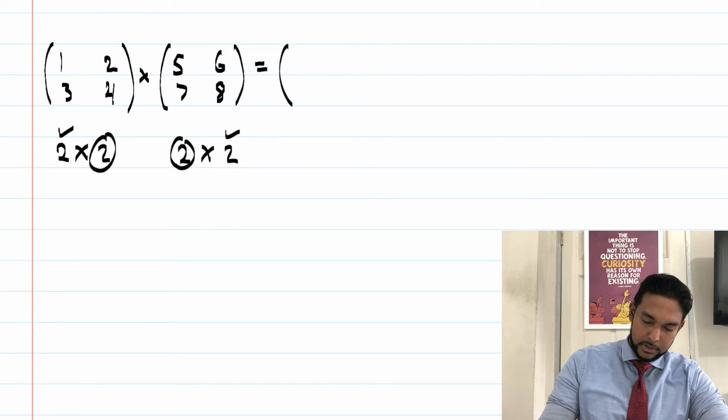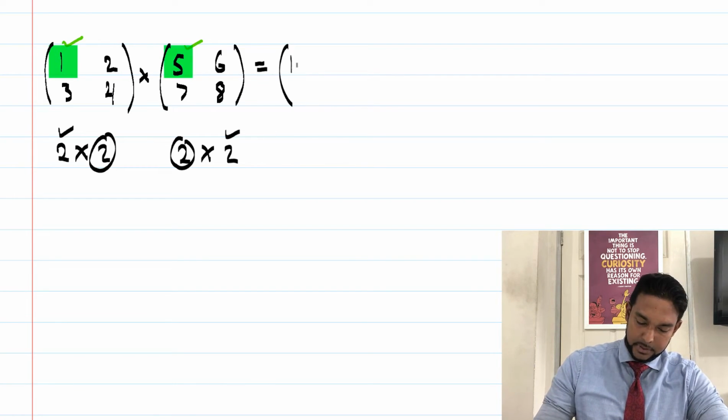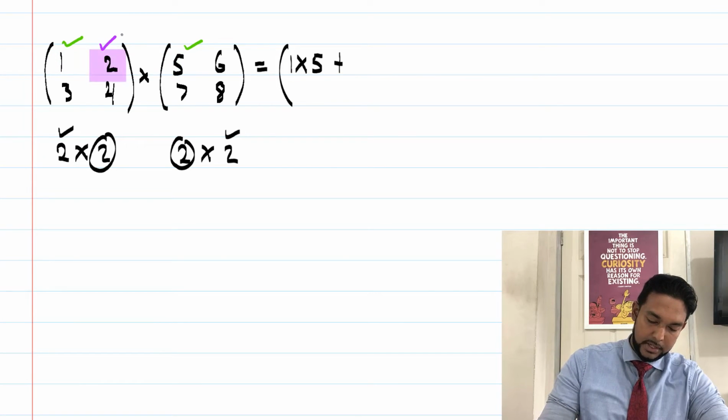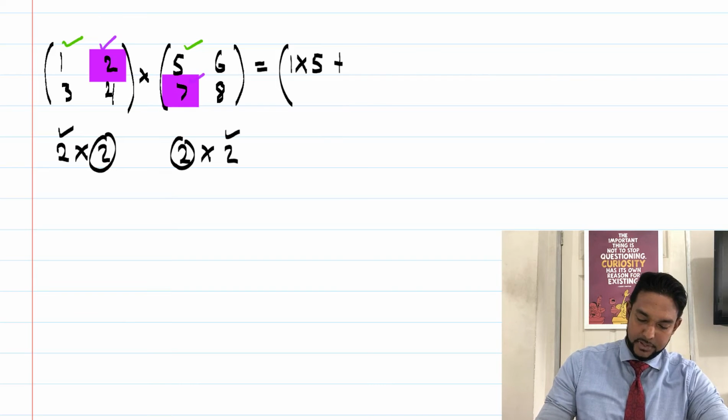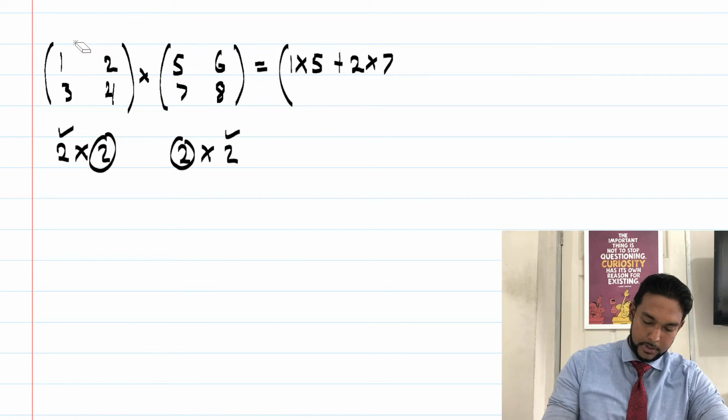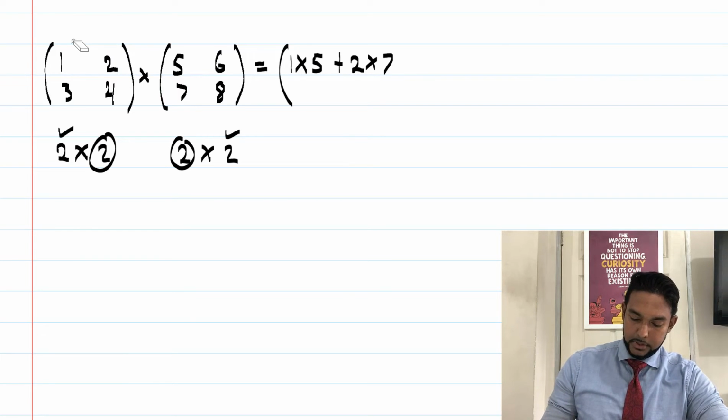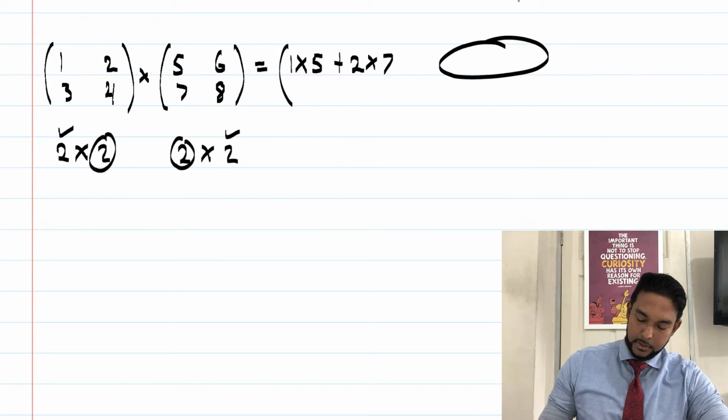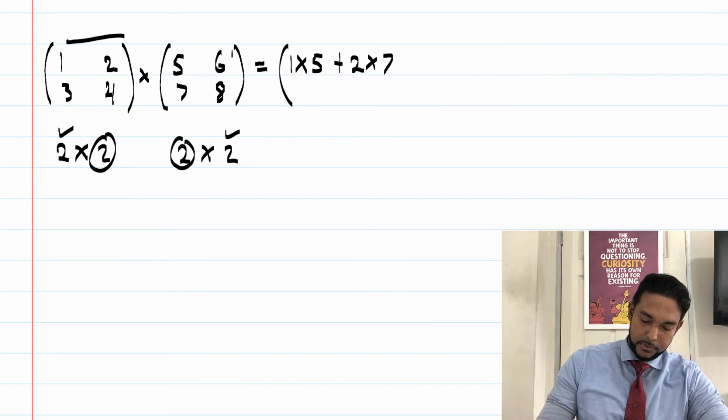So let's get our colors going again. So first row by first column. First element in the row by first element in the column. So that's 1 by 5 plus second element in the row by second element in the column, 2 by 7. All right, let's get those out. Now what we're going to do is go across to populate where that element will eventually be. So once again, now it's the first row by the second column. So let's go.